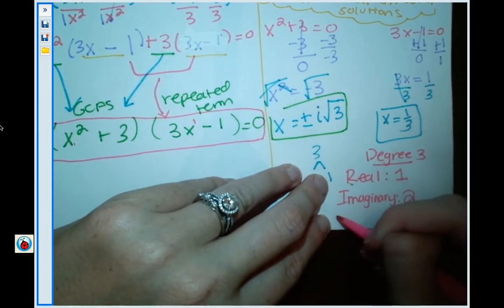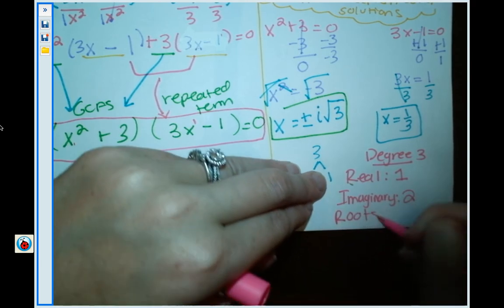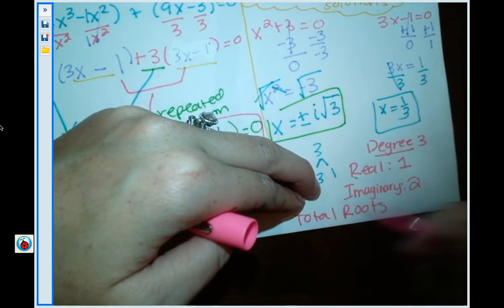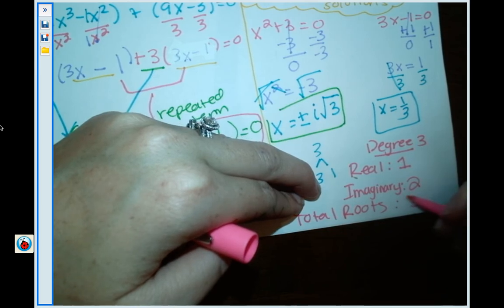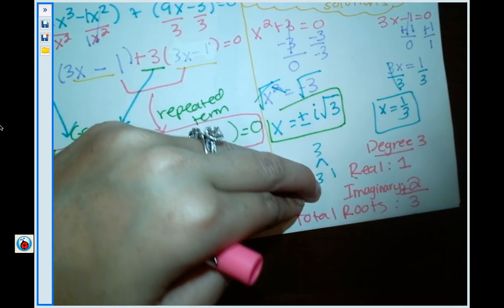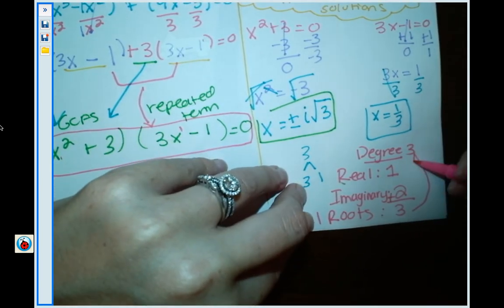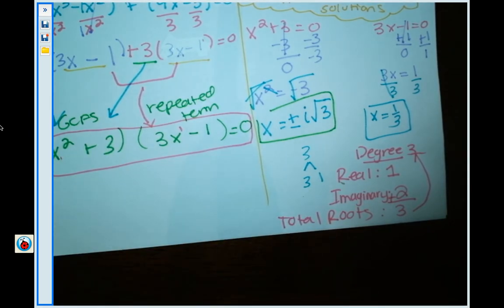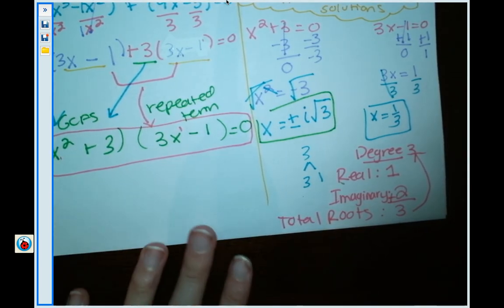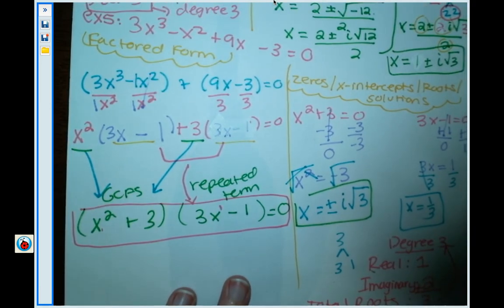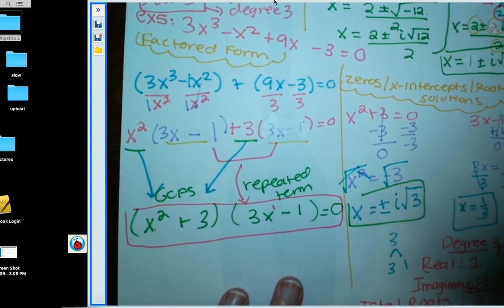So my total of roots is 3. Okay, when I add them together, I get 3, which should equal my degree. So I'm good to go. I got 1 real, 2 imaginary. So awesome job, you guys. I love factoring and I love finding roots. So I hope you guys love it as much as I do.